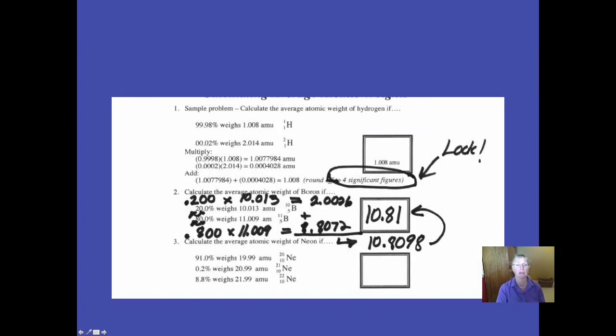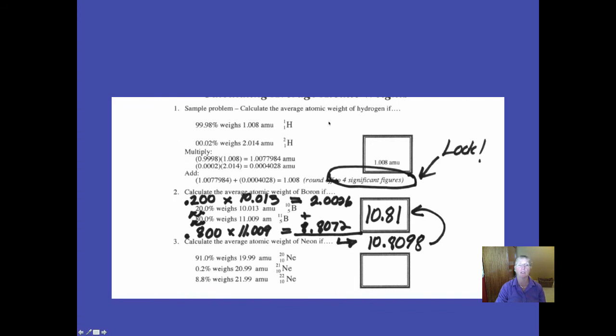So please locate this worksheet. First thing that I would like you to do as you locate this worksheet is circle the fact that it's got to have 4 significant figures in each of these answer boxes. So let's look at our sample problem, let's look at another one, and then you're going to spend some time calculating the average atomic weight or mass of these various elements. It's also called the average isotopic mass.